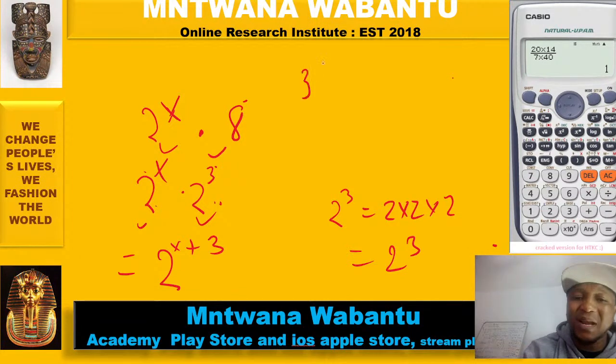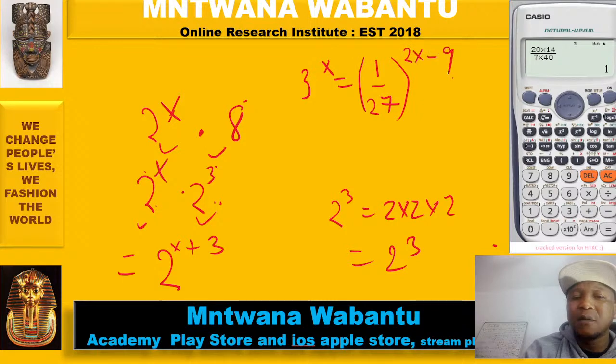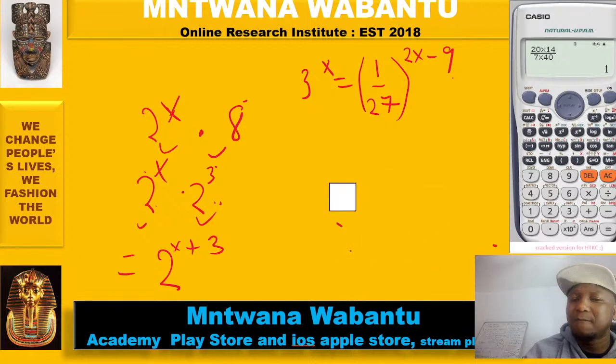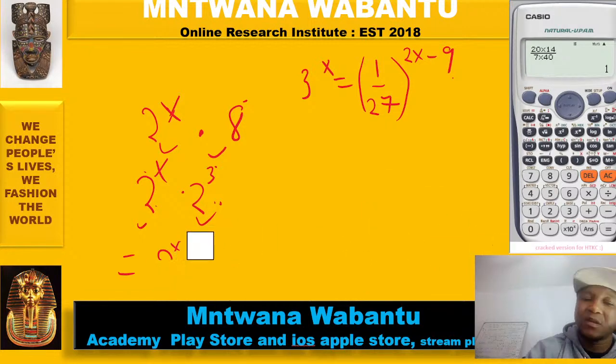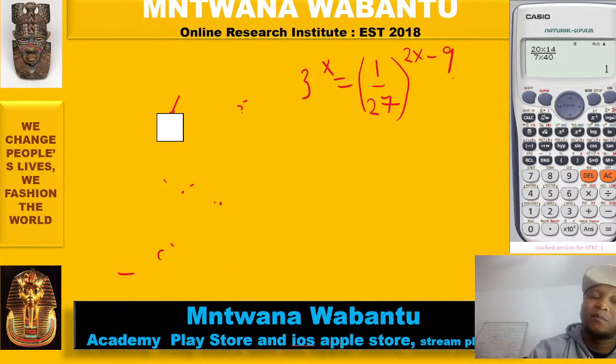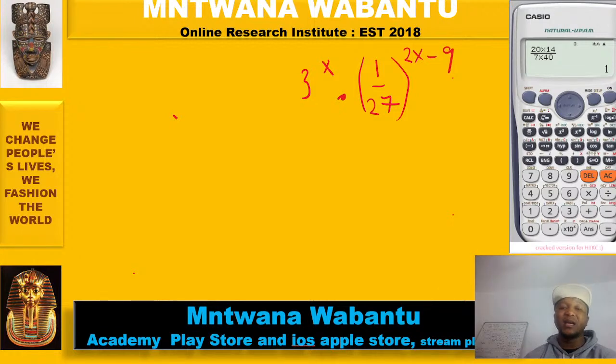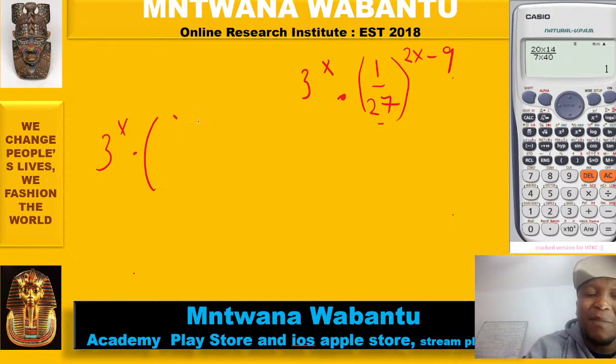Okay, somebody give, let's say, 3 power x equal to 1 over 27, 2x minus 9. They say multiply. Let's say multiply, and then I'm going to come to the one when it's equal. So they say multiply. First and foremost, I'm going to have to change this 27 to the same base. So I'm going to say 3 power x multiply.